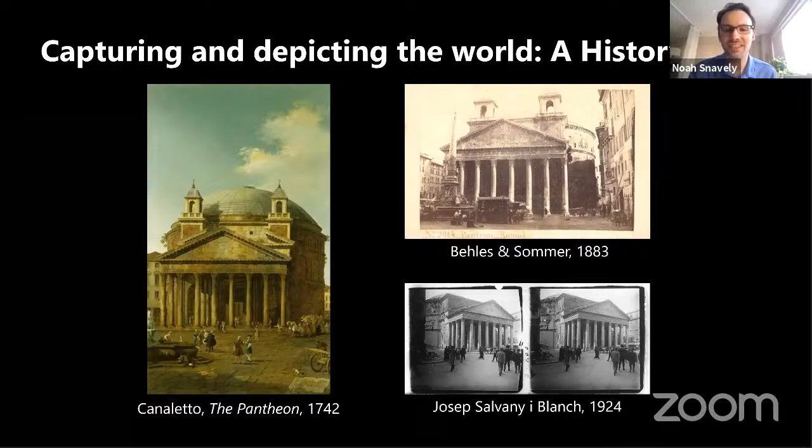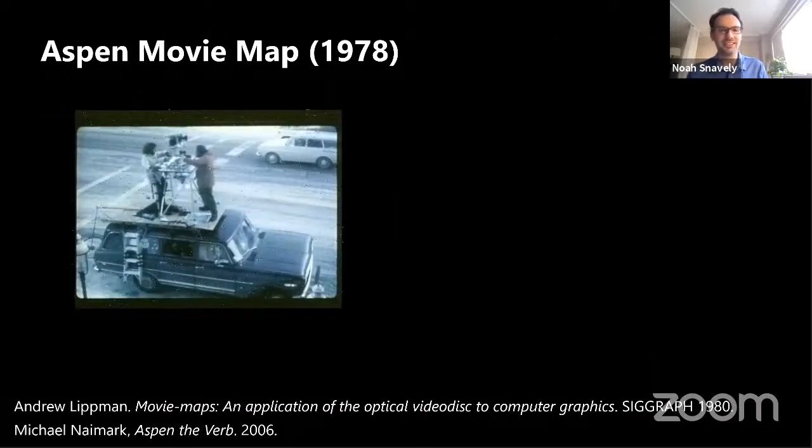But some of my favorite kinds of projects and technologies are those that strive not to capture just the famous landmarks of the world, like your Pantheons, but try to capture and reproduce the entire world. An early example that I think is underappreciated is called the Aspen Movie Map. This was a project from the late 70s and early 80s from the MIT Media Lab to capture the city of Aspen and then reproduce it in an interactive interface. So this is like Street View, but 30 years ahead of its time.